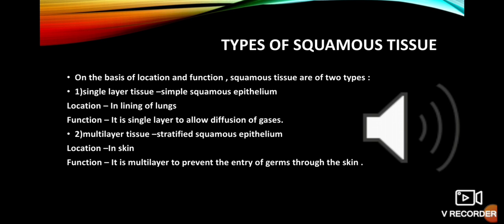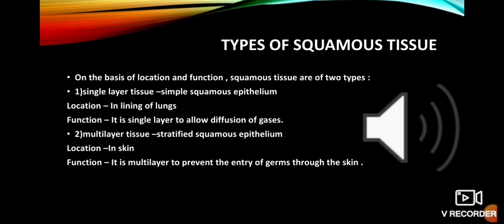Simple squamous epithelial tissue. Simple, why do we call it simple? Keep this thing in mind that when we are dealing with epithelial tissue, wherever the single layer cells are coming, it is known as simple, and wherever multi-layer cells are coming, it is known as stratified. So squamous epithelial tissue is divided into two types. First is single layer simple squamous epithelial tissue or simple squamous epithelium.